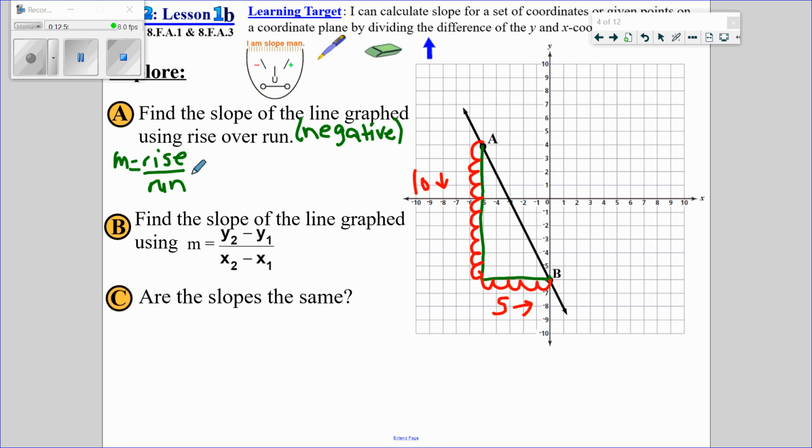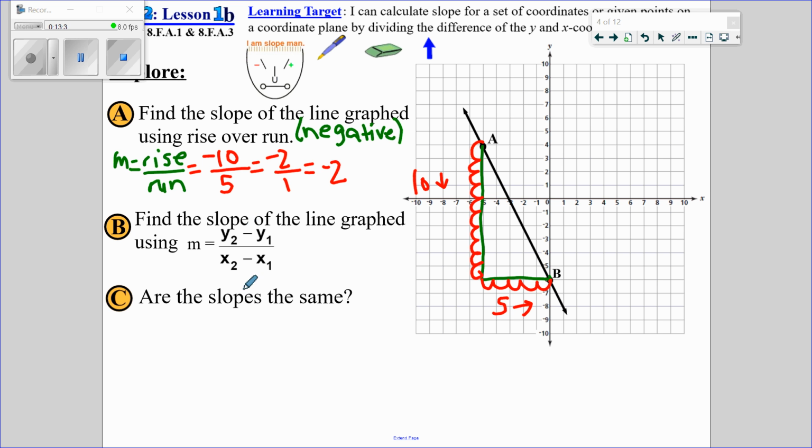Now I'm going to go to my rise over run. I saw I went down 10, so it's a negative 10 over my run, which is 5, because I went to the right, so it's a positive 5. This can be reduced to negative 2 over 1, which equals negative 2. My slope matches what I concluded when I read the question and looked at the graph. It's negative because it's going downward from left to right.